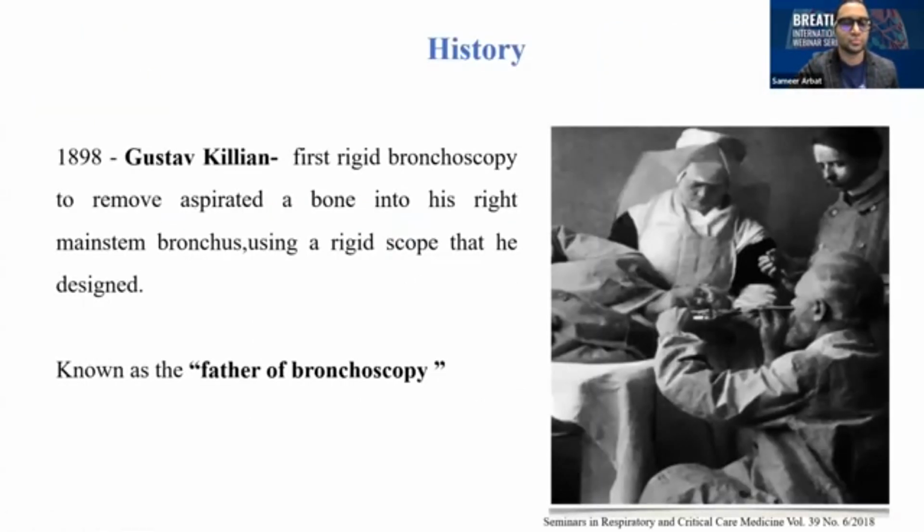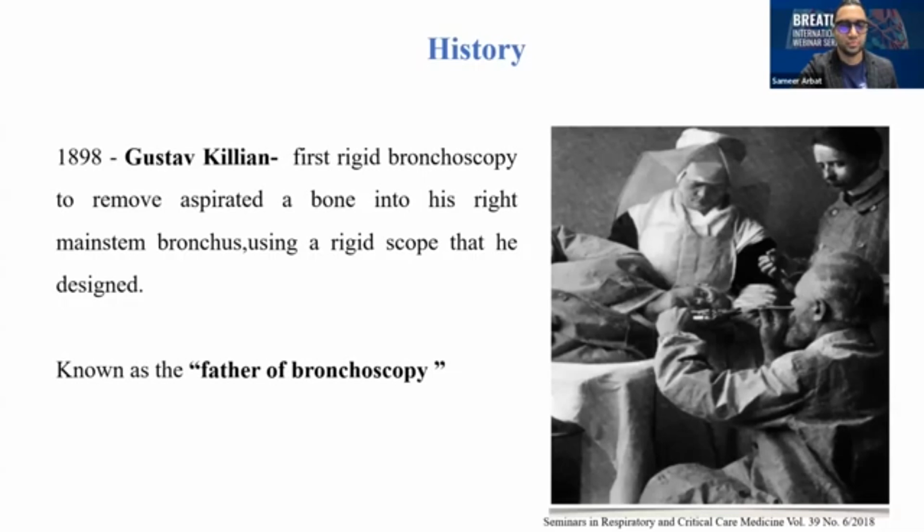We all know that when we go back to the history of rigid bronchoscopy, it all started in the year 1898 with Gustav Killian. He did the first rigid bronchoscopy to remove an aspirated bone from the right mainstem bronchus. And that's how rigid bronchoscopy started. He is rightly called the father of bronchoscopy.